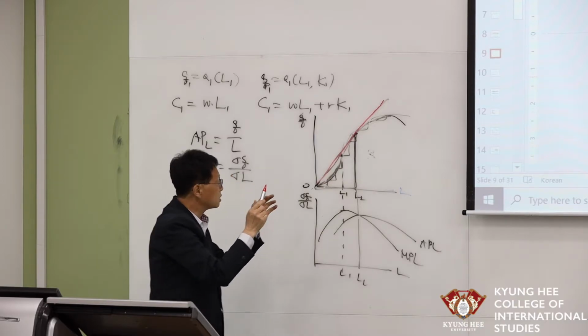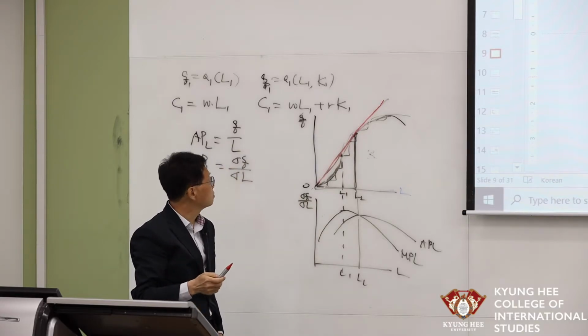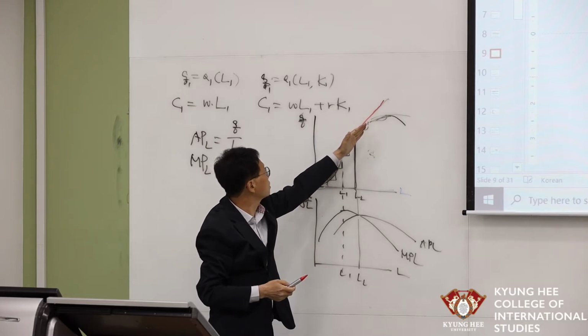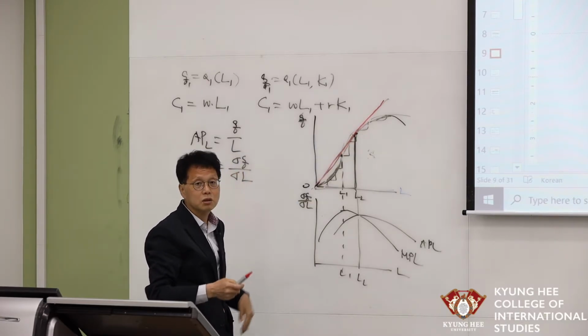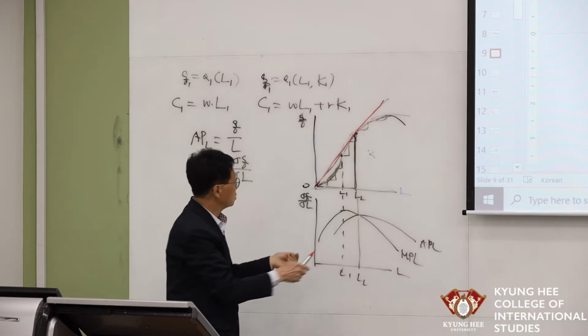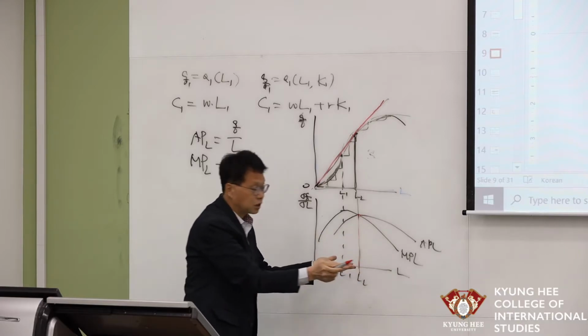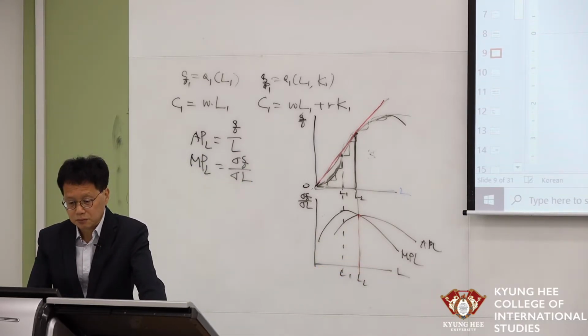And you realize that this red line coincides with the black line we use when calculating average product of labor. They coincide with each other. So at this point, L is L2, and average product of labor is equal to marginal product of labor. Okay?